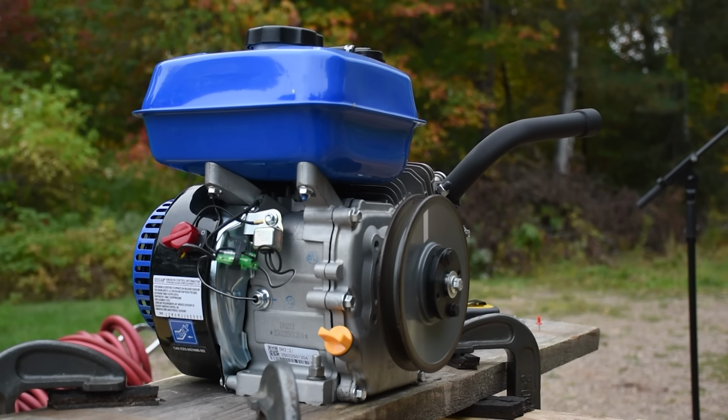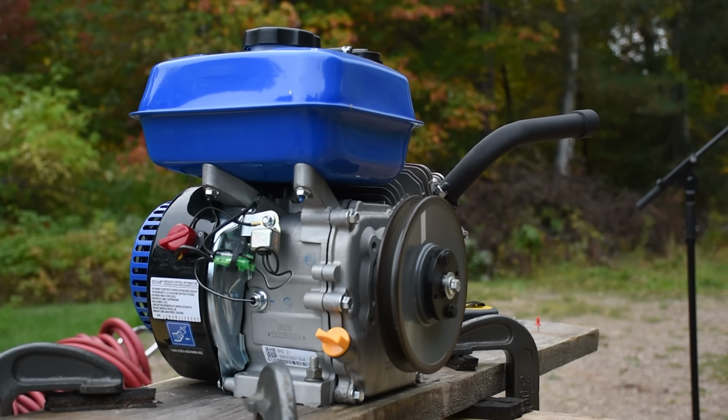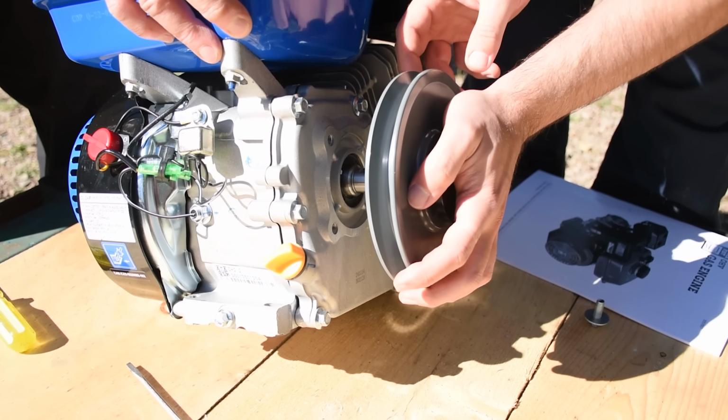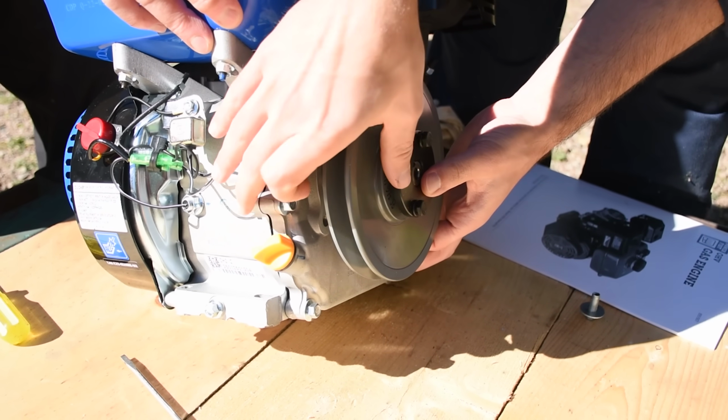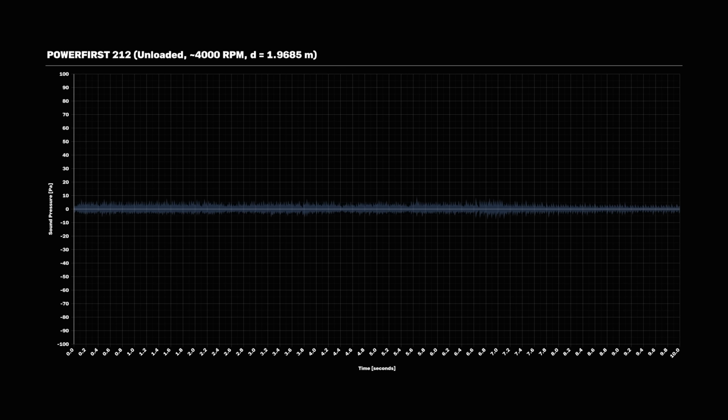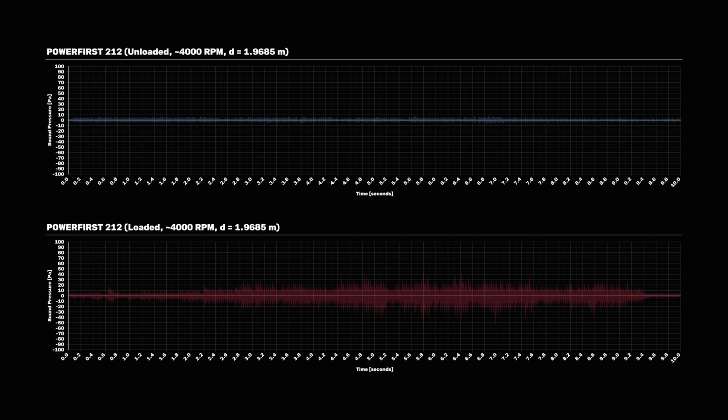The engine is also considerably louder when under load. For legal reasons, I don't want to show how the engine was loaded, but let's just say it involved some wood and a lot of smoke. Notice the difference in absolute magnitude between the engine running with no load and when fully loaded at the same RPM.